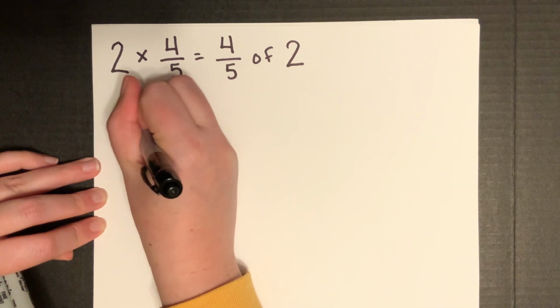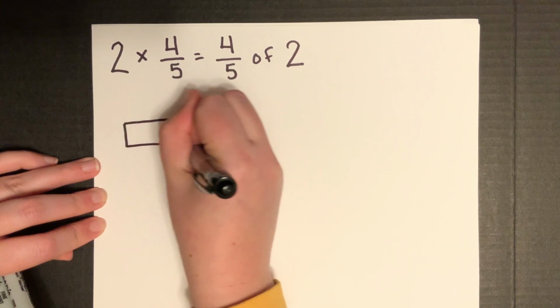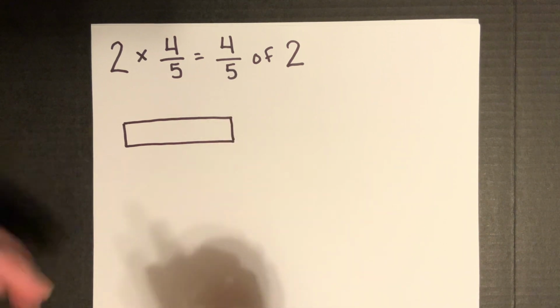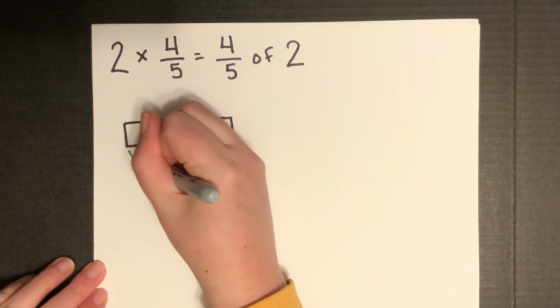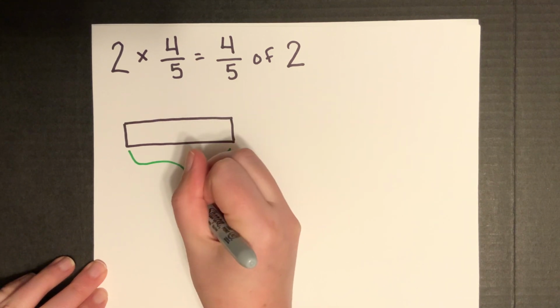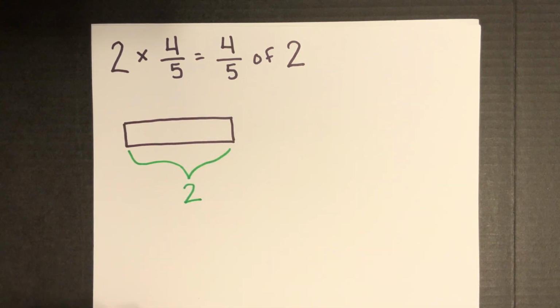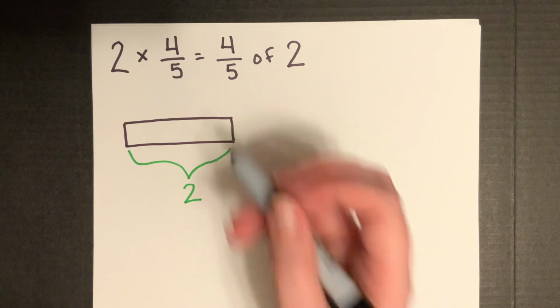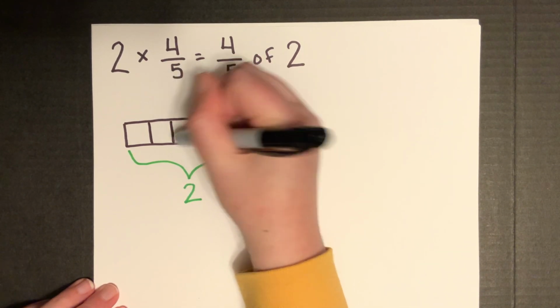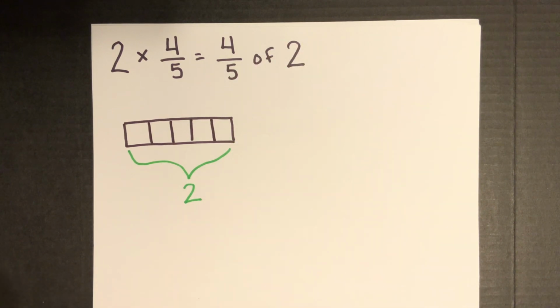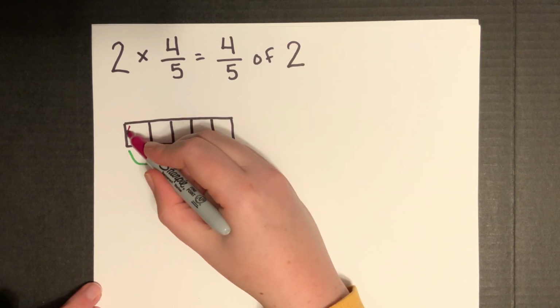So we're going to draw our bar model, and we're going to say that this bar model is equal to 2. Okay? And then we're going to break our bar model into fifths. And we're trying to find 4 of these.